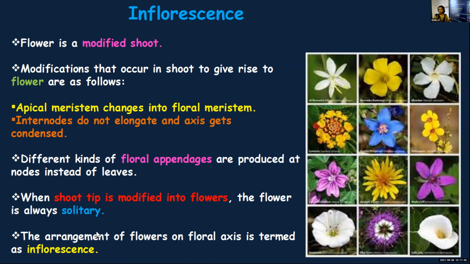Then the internodes will not get elongated. If it was a stem, the internodes should get elongated, but here elongation will not happen. The axis will get condensed because it has to produce flowers. In a floral axis, there is no need of longer internodes, so the axis as such will get condensed. And instead of leaves being produced, floral appendages will be produced, and flowers can be either solitary or in groups known as inflorescence. When so many flowers are arranged on the floral axis, you call it an inflorescence. Arrangement of flowers on a floral axis is called inflorescence.